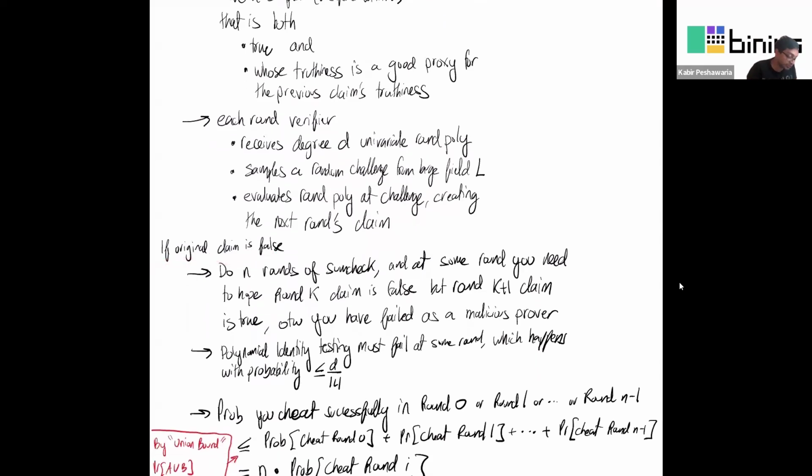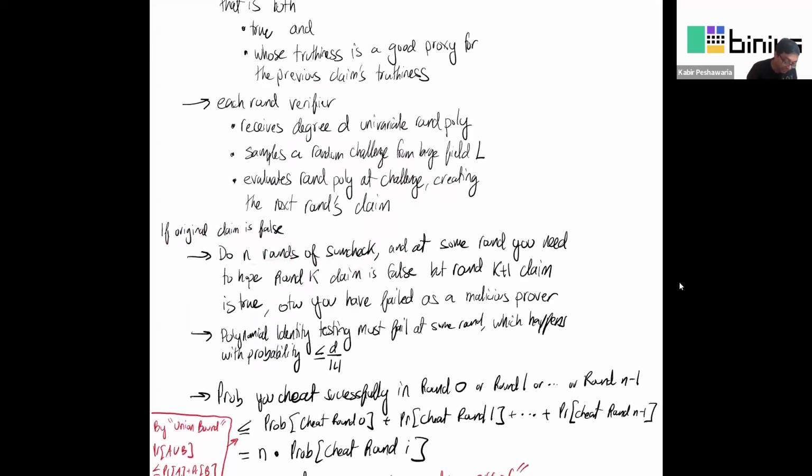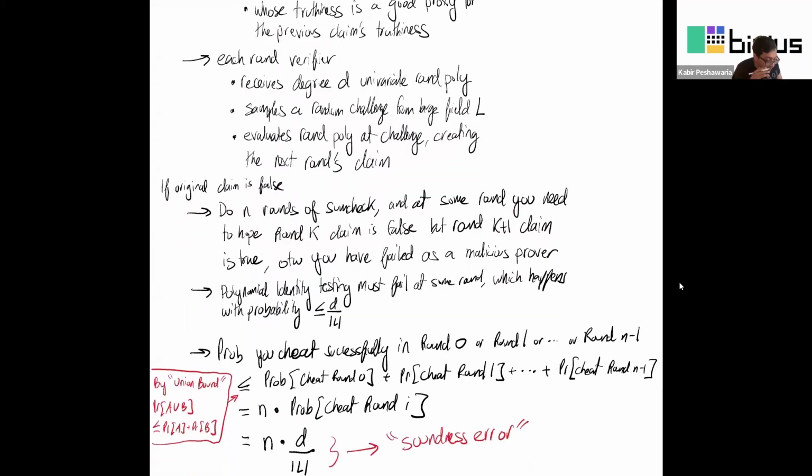If the original Sumcheck claim is false, you do n rounds of Sumcheck, and at some round you need to hope that you go from a false claim on round k to a true claim on round k plus 1. If you're a dishonest prover and you're trying to convince me, that's what you hope: that somehow false claim, false claim, false claim, suddenly you get a true claim. Otherwise, you failed as a malicious prover. So by polynomial identity testing, the check must fail at some round, because at some round you're sending the wrong round polynomial, but somehow those evaluations turn out to be the same. And that happens with probability at most d over the size of L, the number of elements in this large field.